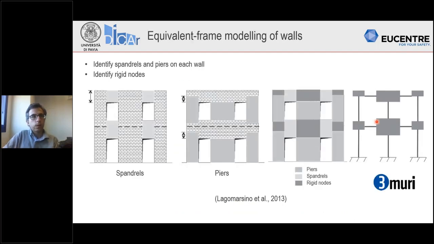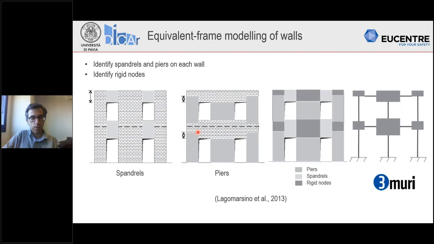Now, the concept of equivalent frame modeling. Equivalent frame is a very common modeling strategy for masonry buildings. It consists of identifying spandrels and piers on each wall. Usually, you are firstly identifying spandrels, which are the portion of masonry between vertically aligned openings. Then you move to identify piers.